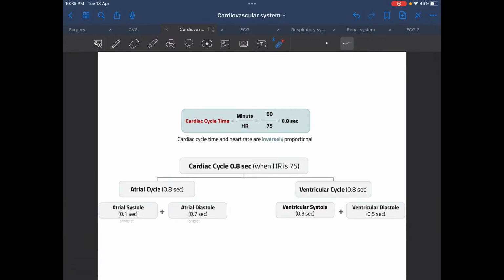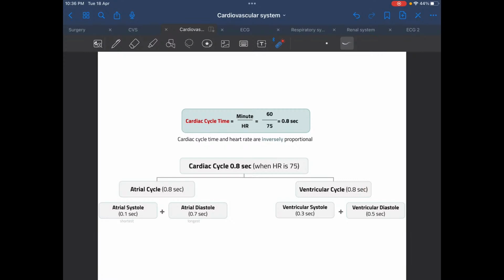So now we're going to talk about the cardiac cycle. We know the average duration of the cardiac cycle: if we take a heart rate of 75 per minute and 1 minute is 60 seconds, then the duration of one cardiac cycle amounts to about 0.8 seconds, which we take as standard. Okay. So that is when the heart rate is 75. Adjust accordingly. So of the 0.8 seconds we have two cycles: the atrial cycle that is going on its own, and the ventricular cycle that's going on its own. Both are made up of 0.8 seconds.